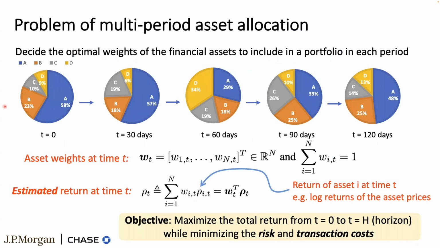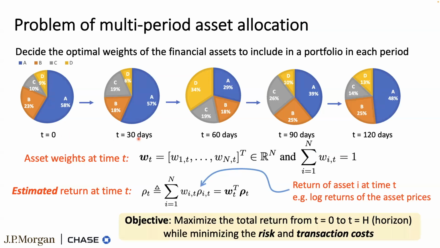So let us start with discussing the problem that we are targeting. We will be focused in this talk on the problem of multi-period asset allocation. What this problem involves is deciding the optimal set of weights of financial assets to include in a portfolio in each investment period. For example, in this pie chart, we have four assets, A, B, C, and D, and each color denotes each asset and how much of the portfolio that particular asset occupies. For example, at t equal to 0, A is at 58%, and similarly B, C, and D are at their own ratio of the portfolio.